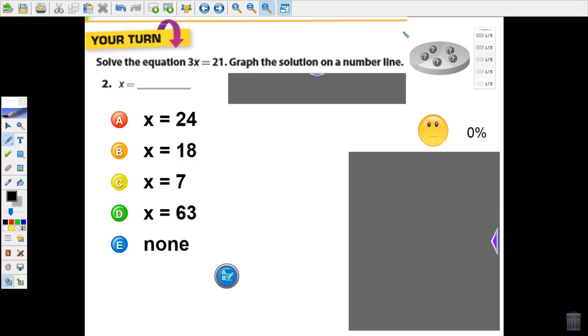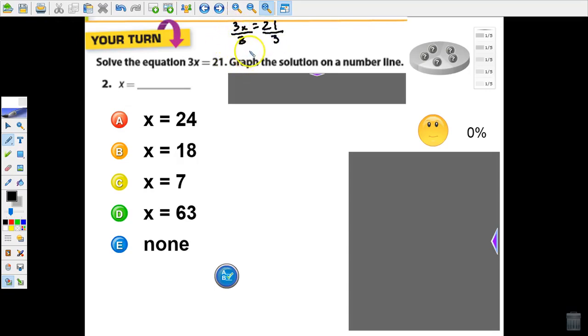All right. So we've got 3x equals 21. The equal sign is separate. I gotta define the variable. So I'm gonna have to, this is multiplication, so I have to divide. I'm dividing by 3 on both sides.